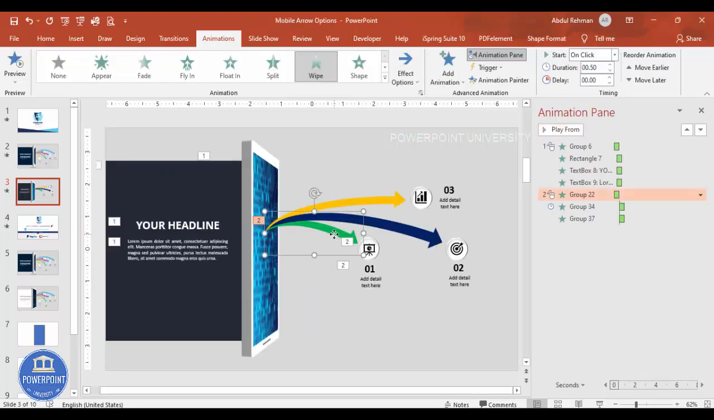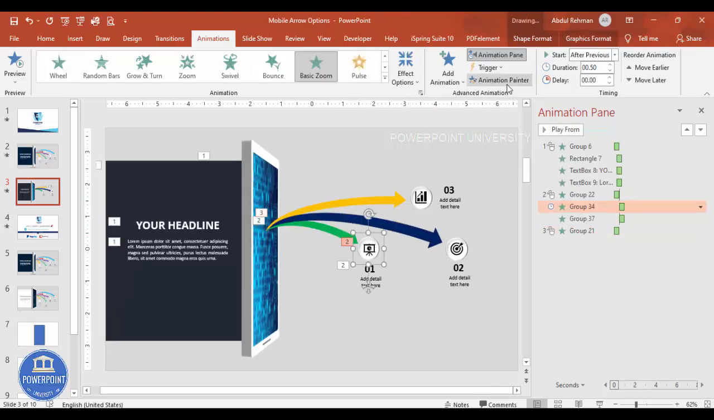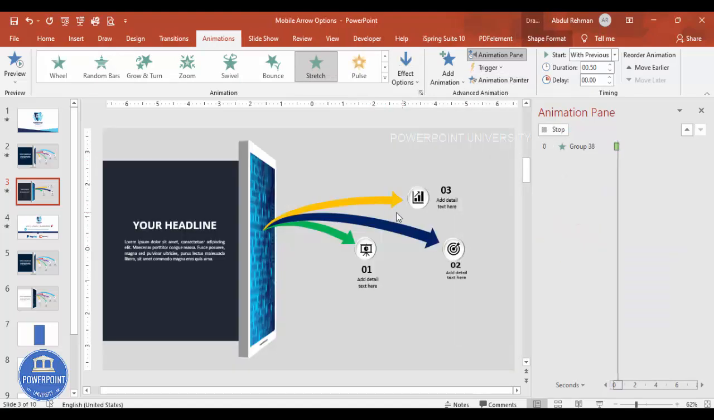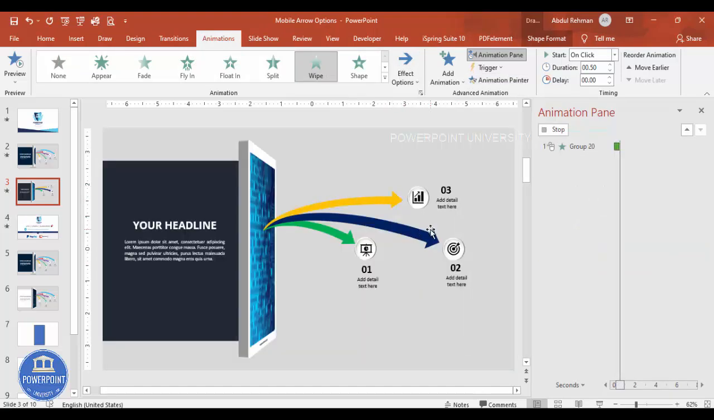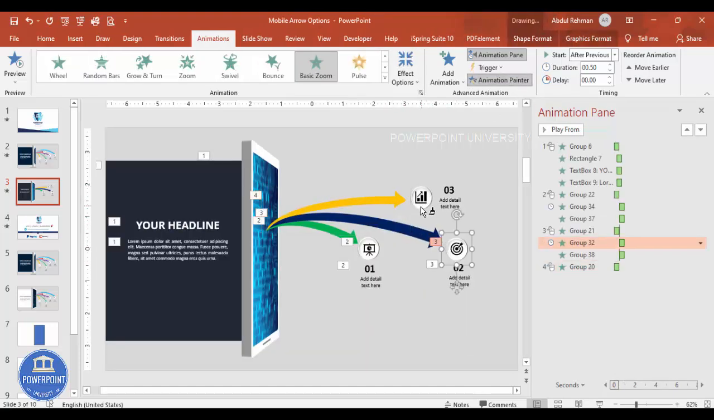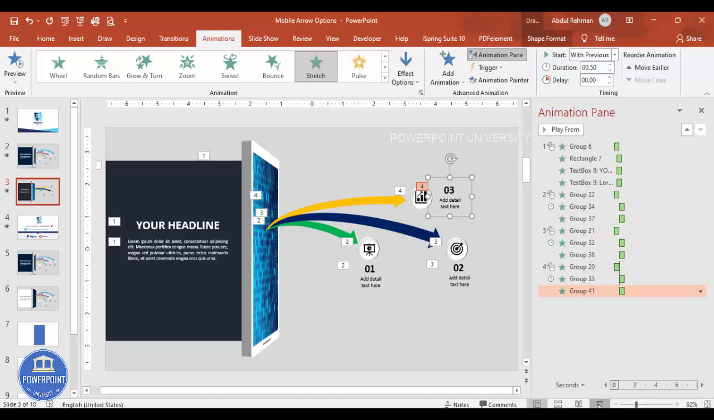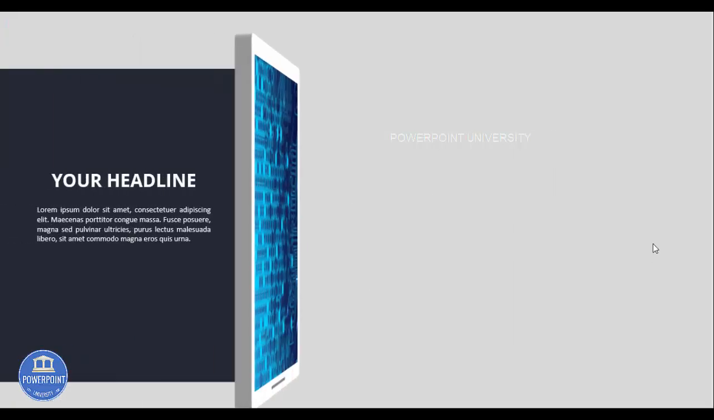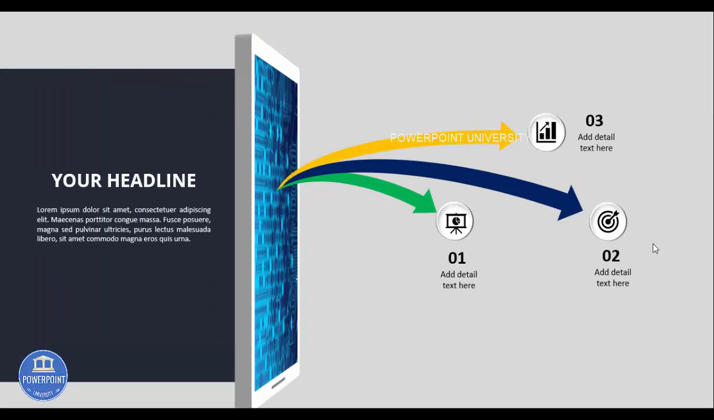Now with the help of the animation painter, I'm going to copy this animation to the second one, then this one to this, then the option here, then I'm going to choose this, then like this. You can just easily copy the animations. Now if I play, it comes like this, 1, 2 and 3.